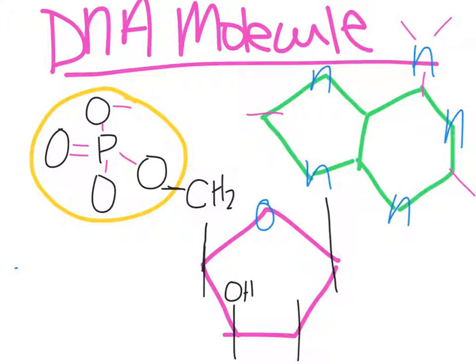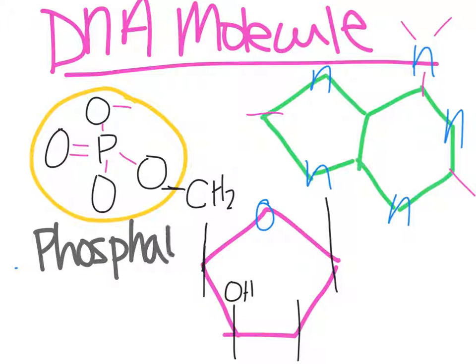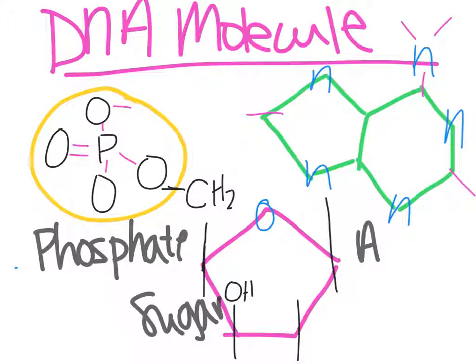So this is an example of a DNA molecule. This first molecule is the phosphate group. The second molecule is sugar. And the third is adenine, which is a nitrogenous base. And all of these work together to become one DNA molecule.